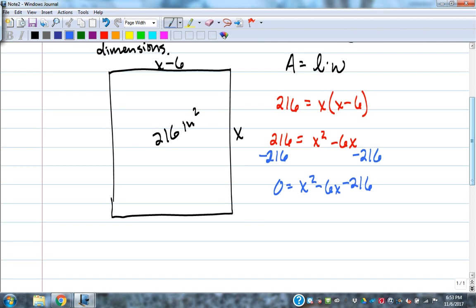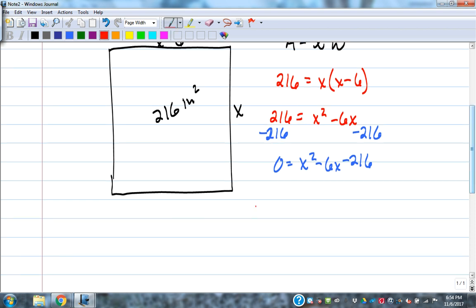Got a couple of options here. I could factor it, maybe. But I don't know, 216 is a pretty big number. So that means there are probably a lot of options for what can multiply to be 216 and add to be negative 6. We could end up spending a lot of time looking for those numbers. Factoring is going to be the last one we look at, right? So I'm just going to do the quadratic formula.